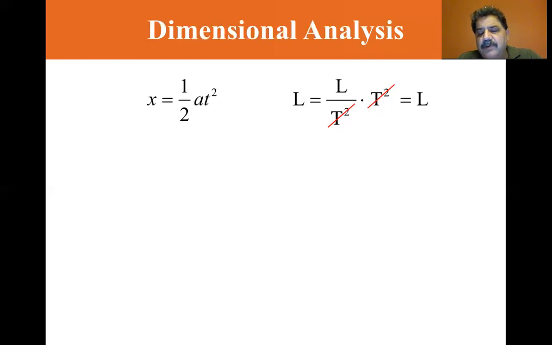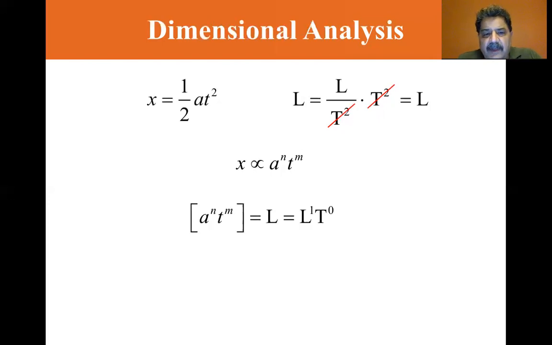The more general procedure using dimensional analysis is to set up an expression of the form x is proportional to a to the n, t to the m. The relationship is correct only if the dimensions on both sides are the same. So the dimension on the left side is equal to length. The dimension on the right side must also be length. Length equals length to the 1, time to the 0.